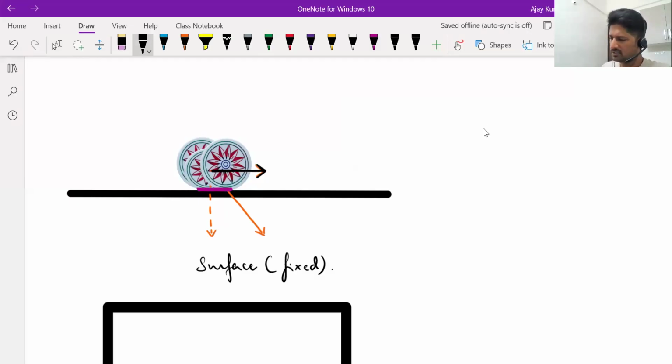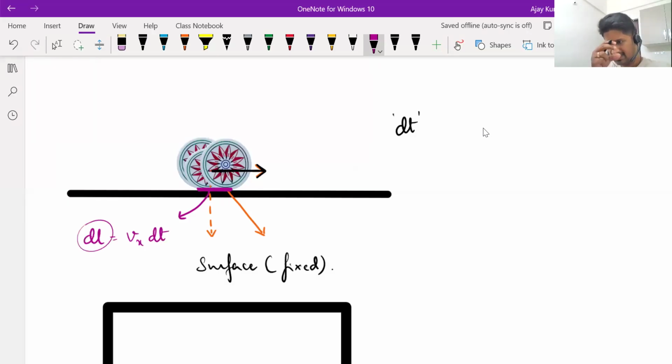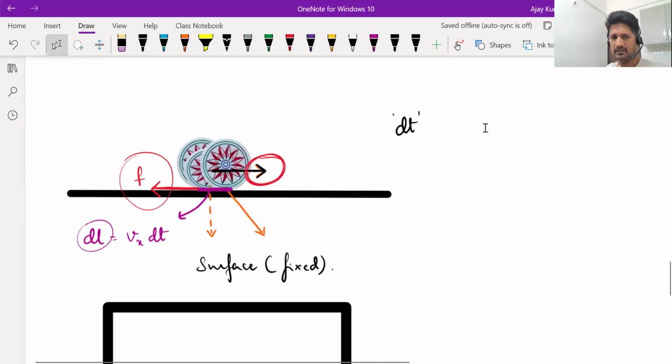Because collision happens in a very short interval dt, in that interval the distance by which it slides along the frame will be the x component multiplied with the time. It will be a very short distance. But as it is getting dragged along the frame, friction will act on it. If it's a rough frame, friction will act in the backward direction, and friction can disturb this component of velocity. We'll discuss this in detail later.